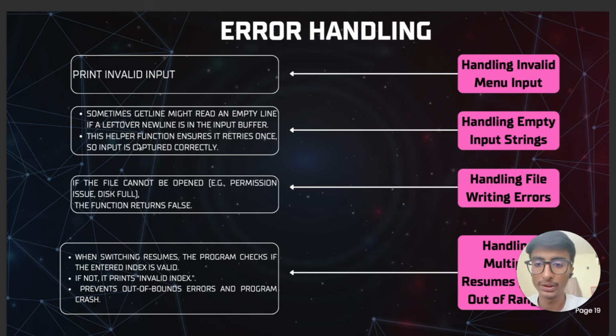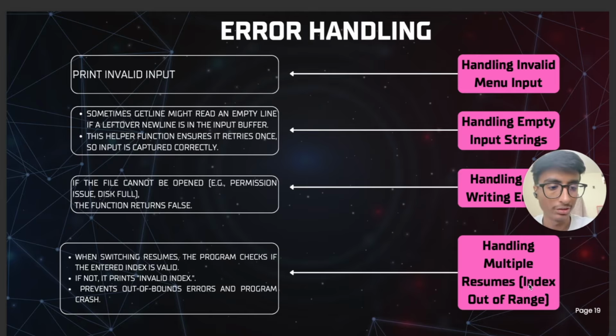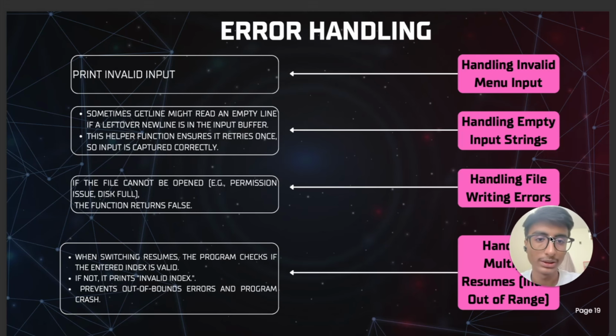That's why we use the helper function, which ensures it retries once, so input is captured correctly. Third one is handling file writing errors. If the file cannot be opened, for example due to a permission issue or disk full, the function returns false. Now the fourth one is handling multiple resume index out of range. When switching resumes, the program checks if the entered index is valid. If not, it prints invalid index, preventing out of bounds errors and program crash. So it is very important to handle errors in our program.